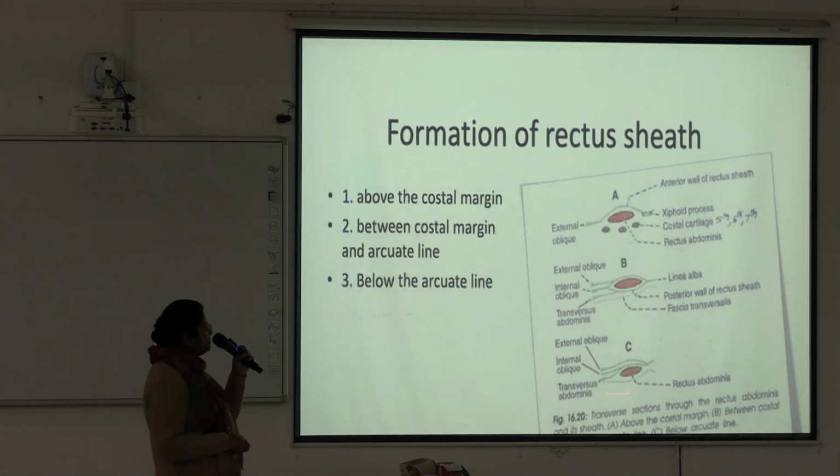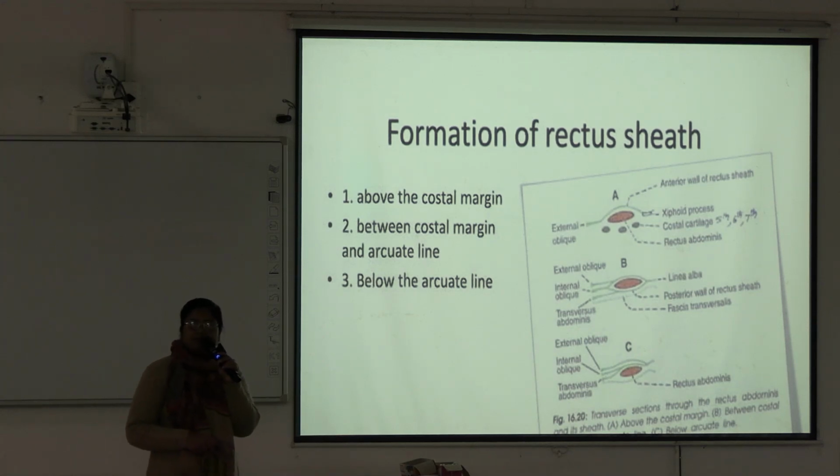up to the symphysis pubis, all the layers come in front; all the muscles come in front of the rectus abdominis muscle, and the posterior wall is also deficient here, or you can say the posterior wall is formed by fascia transversalis at this level. Okay, so external oblique, internal oblique and transversus abdominis all pass in front of the rectus abdominis below the arcuate line.